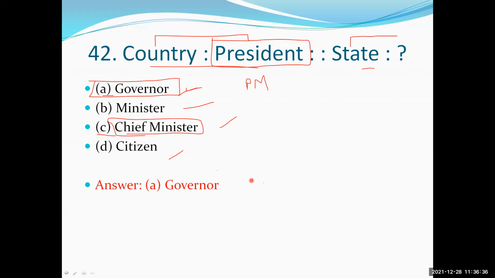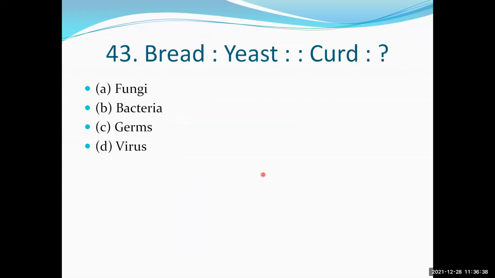So with this, we'll go to the next question, number 43. Here we will talk about curd. Curd is made by organisms, yeast. So for curd, what will you choose? Is it fungi, bacteria, germs, or virus?